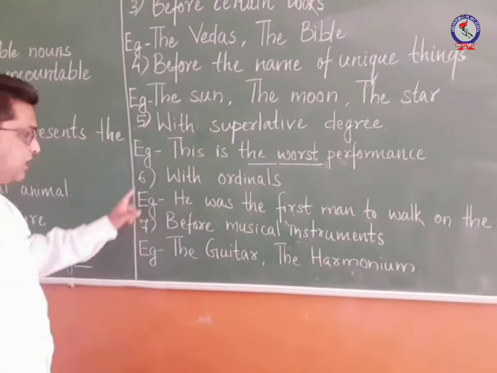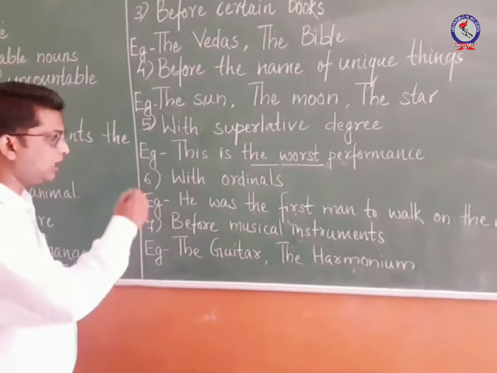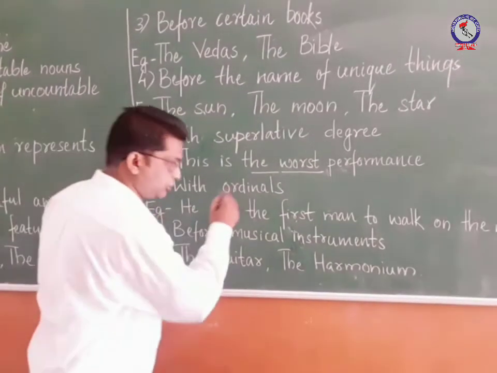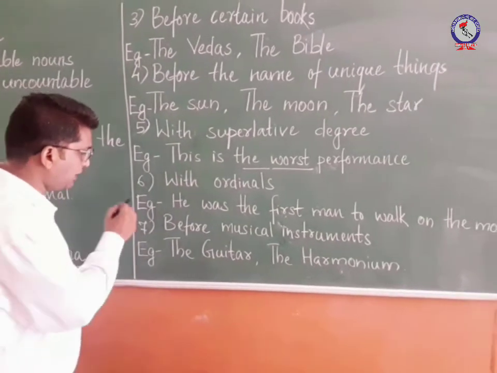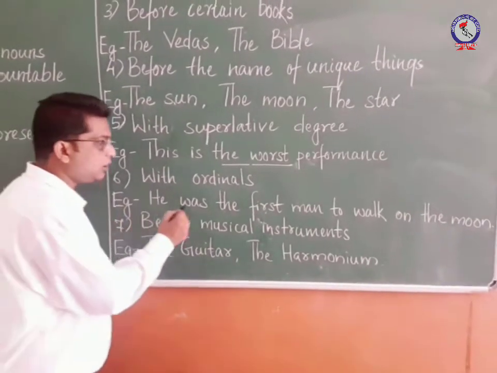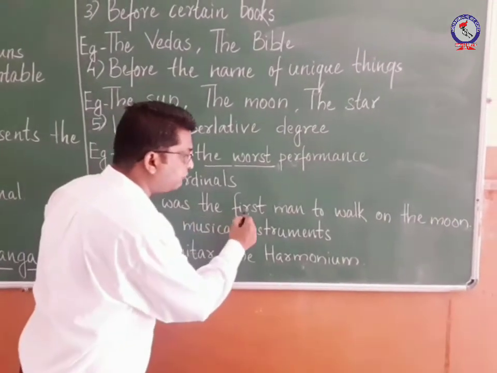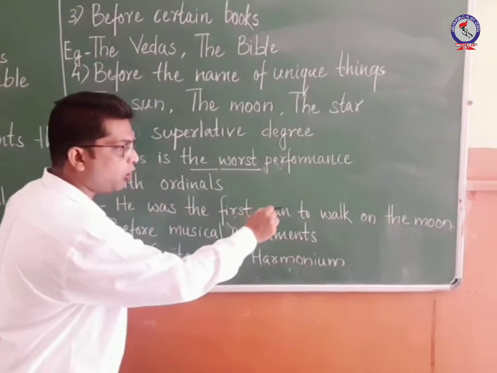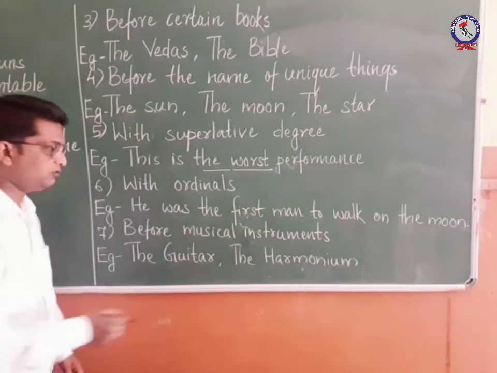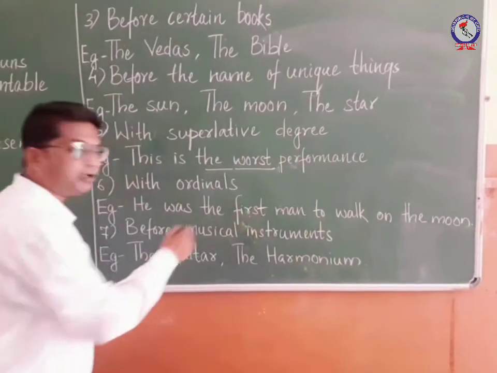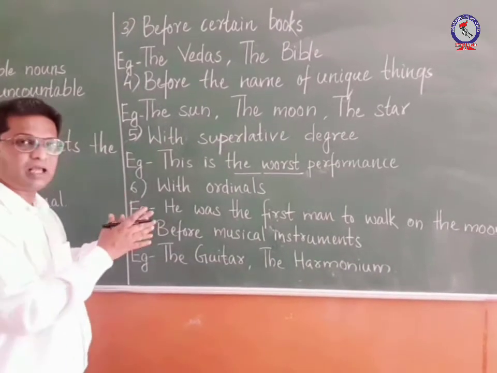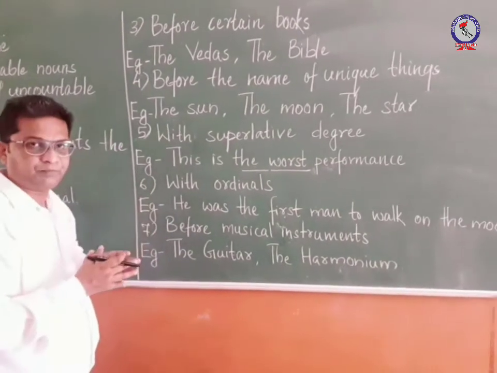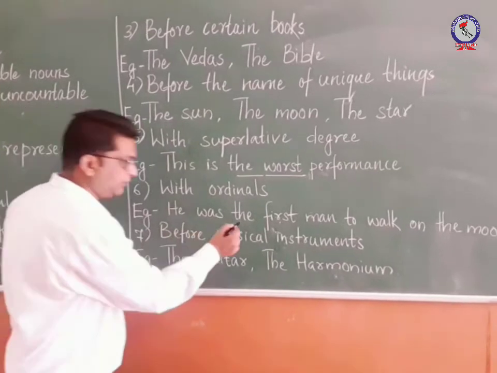Now condition number 6, we can use the with the ordinals, the ordinal numbers. So example here is, he was the first man to walk on the moon. The first is an ordinal number. So in order to represent an ordinal number, we will use the before them.